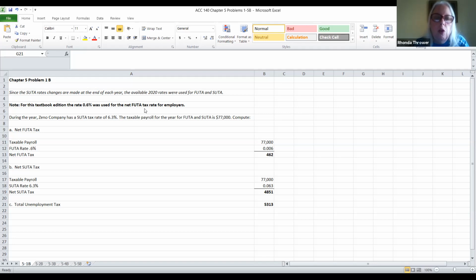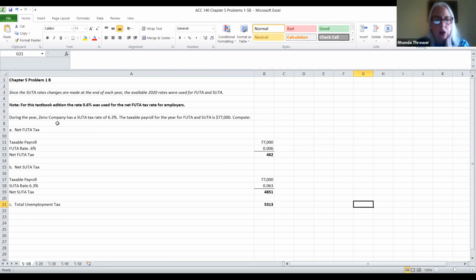So there's a chart in your textbook, and that chart is over on page 513 of chapter 5. And that chart will give you a list of all the states and the state unemployment tax rates. So each state has its own individual state unemployment tax.